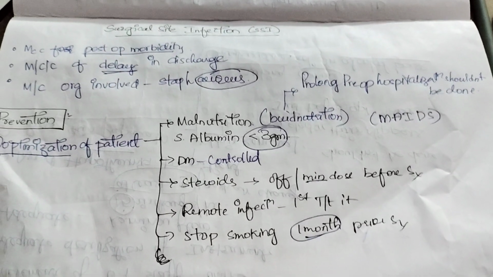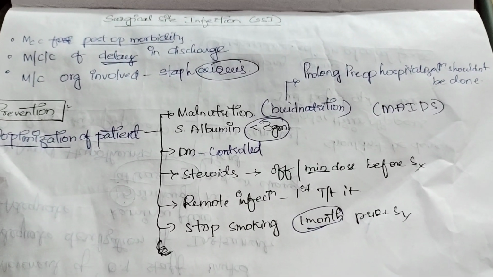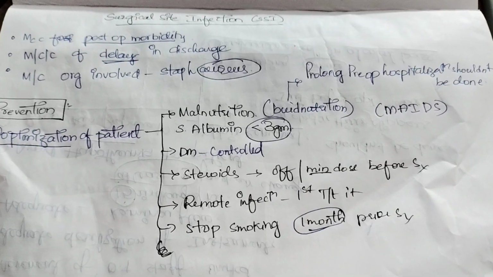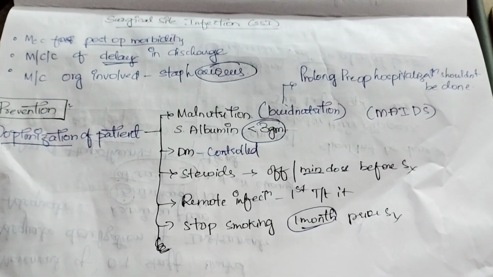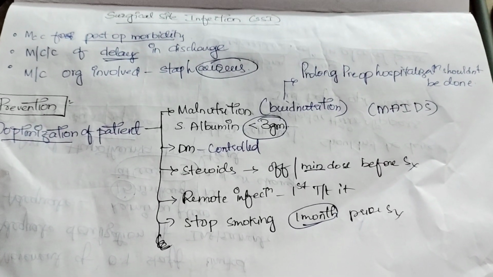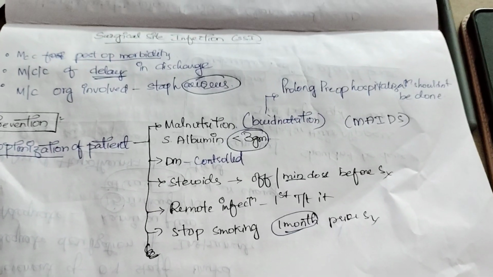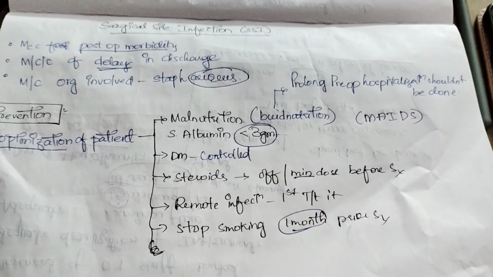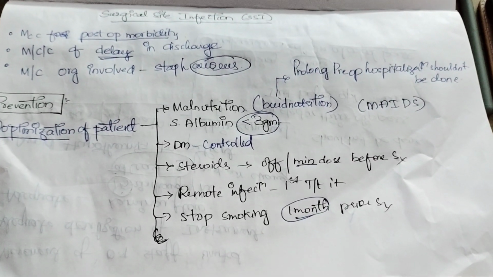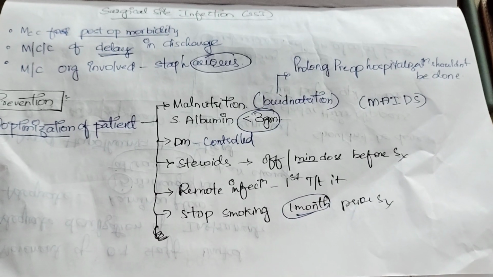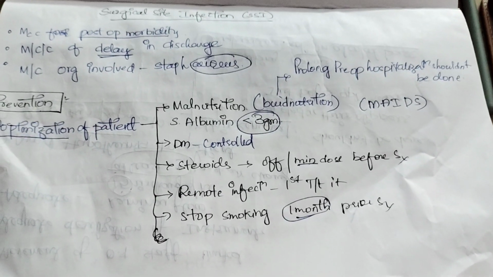Surgical site infection is the most common cause of post-operative morbidity and the most common cause of delay in discharge. The most common organism involved is Staph aureus. Prevention is optimization of the patient: malnutrition, if present, should be corrected, prolonged pre-operative hospitalization should be prevented, and diabetes mellitus should be controlled.